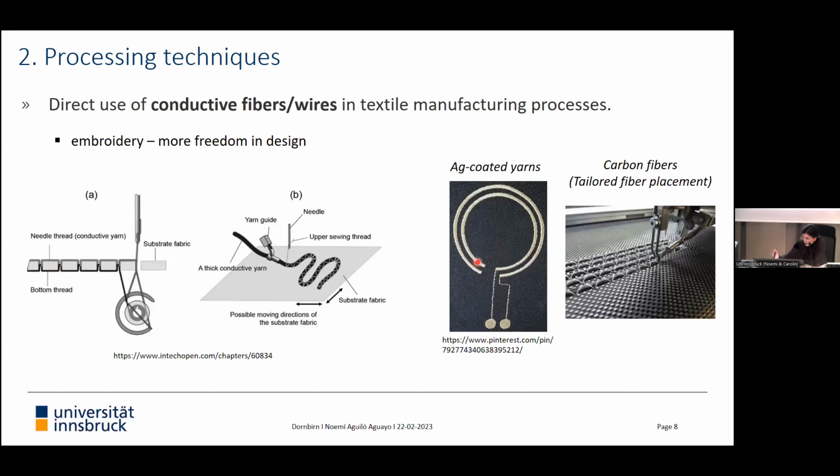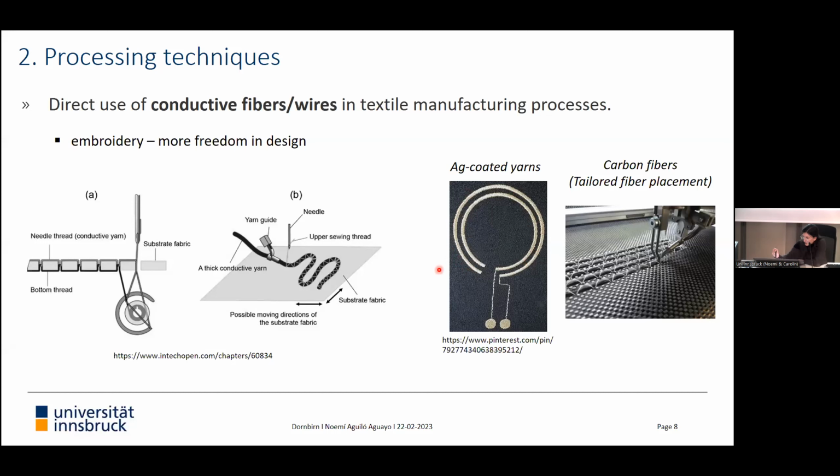You have a substrate, and then you combine this upper and lower yarn to form the shape that you wish. And here you can see they have a non-conductive substrate fabric, and then they use these silver-coated yarns to form these antenna shapes.